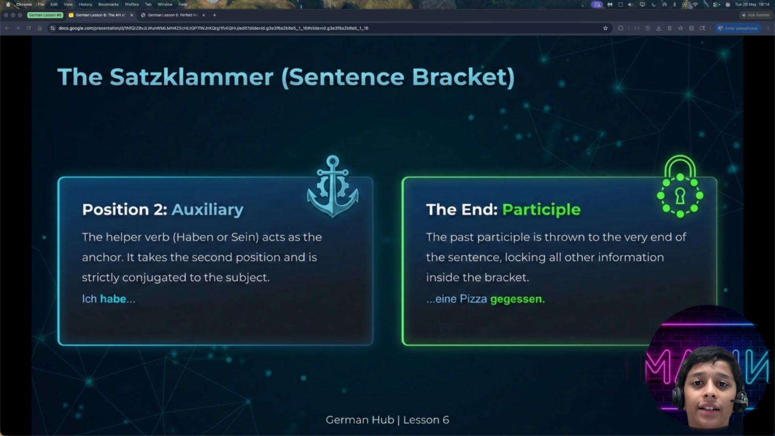Now, here's the part that surprises most English speakers. German sentences in the past tense work like a bracket, or what Germans call a Satzklammer. Imagine your sentence is a vault. The helper verb haben or sein locks into position 2, right where you would expect a verb. But the actual action verb, the past participle, gets sent all the way to the end, and everything else, your time, your manner, your place, gets trapped in the middle. It sounds strange, but once you see it in action, it clicks fast.